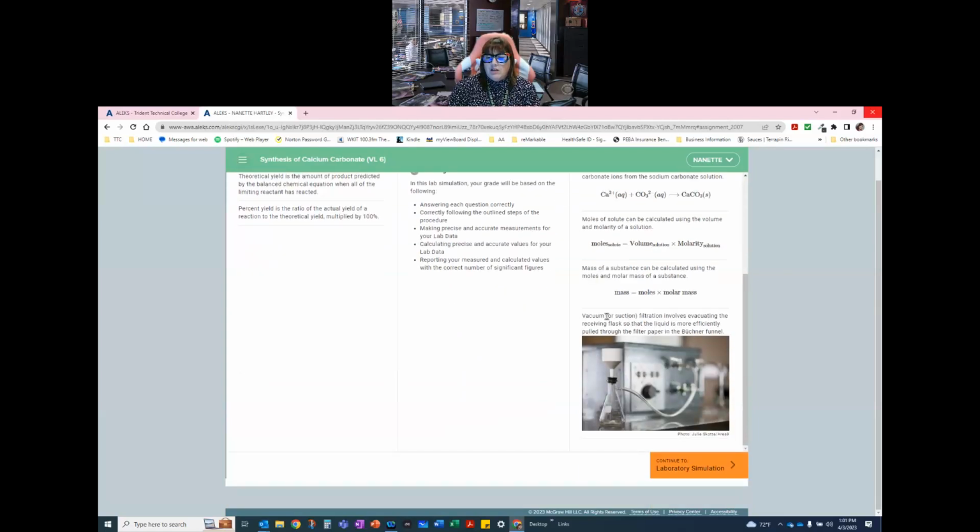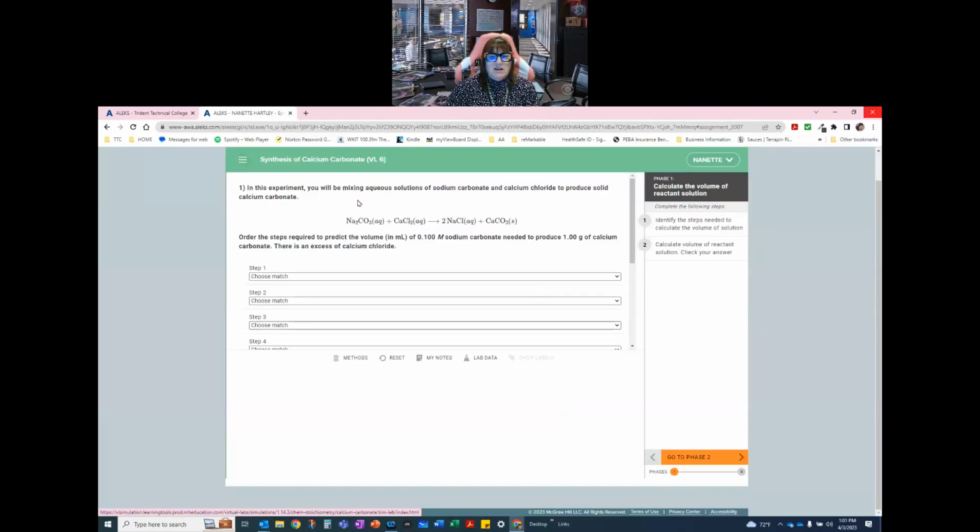We're using suction filtration, vacuum filtration, to remove all of the liquid that we don't want. That's one of the techniques that we're going to be looking at. And that is something that we use in the laboratory to make sure that we've got it as dry as possible. So let's go see our simulation.